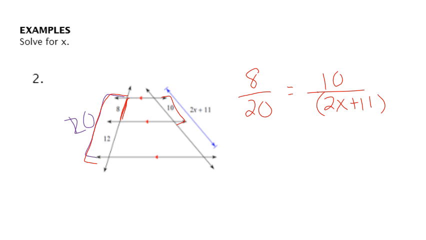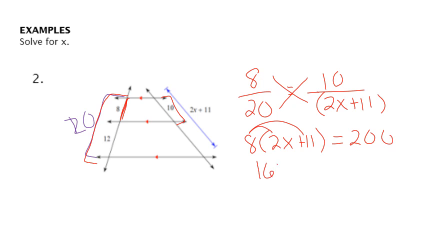Again, what that's saying is if it's divided by parallel lines, it's making these proportional segments. So now we're going to cross multiply. So 8 times 2x plus 11 is equal to 200. We're going to distribute, and then subtract and solve.